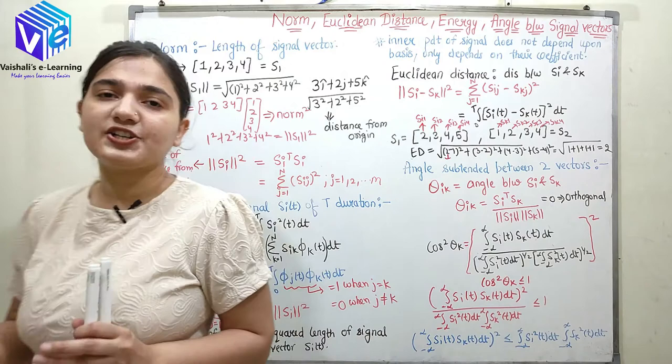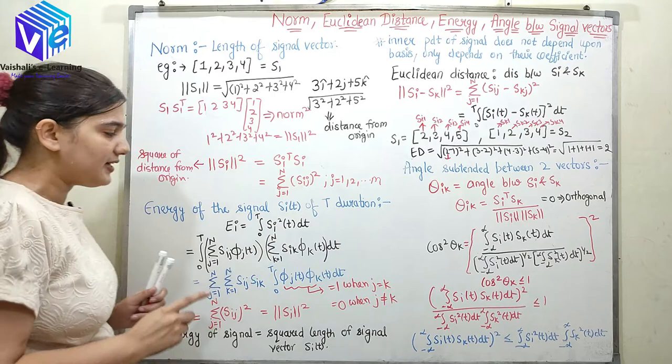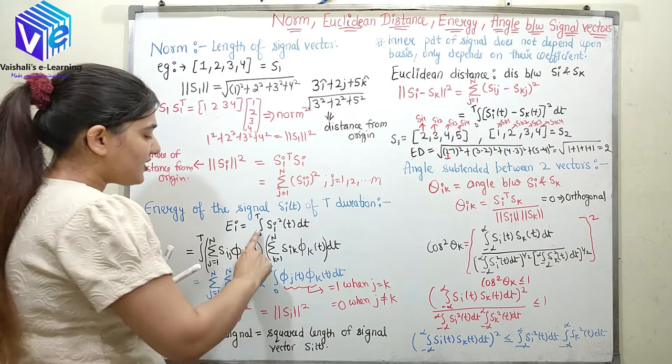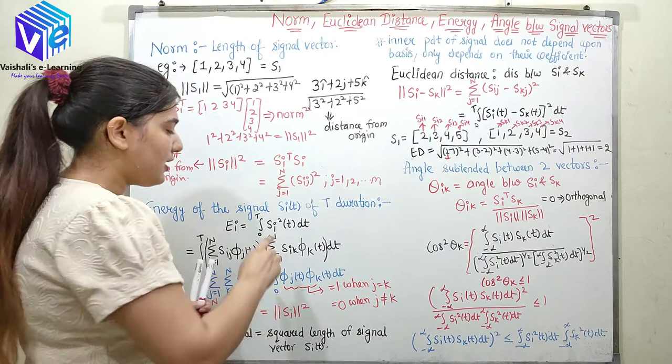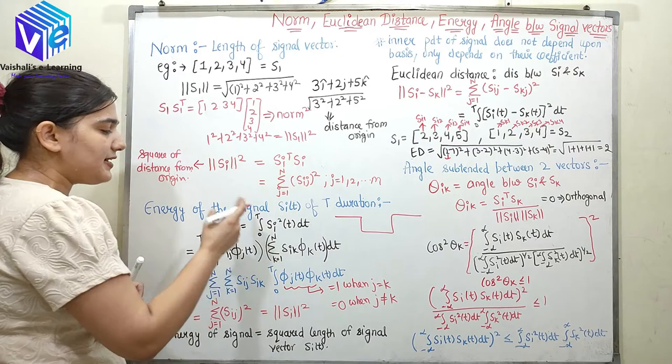Energy of the signal, I have already classified, the duration is capital T. I have already given this formula in my previous video as well. So energy is equal to the integration from 0 to T of Si square t dt. We all know this formula. If I have any signal, I will take its square and integrate over 0 to T. This will give me the energy.